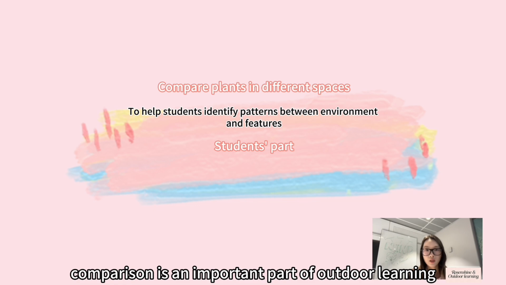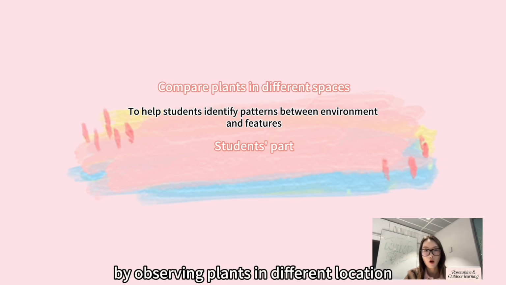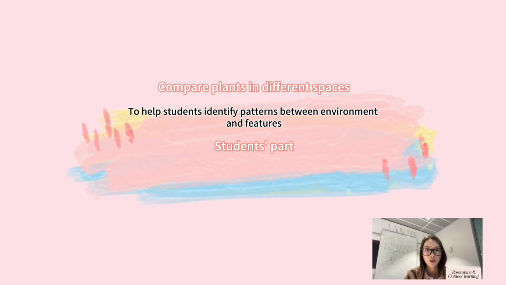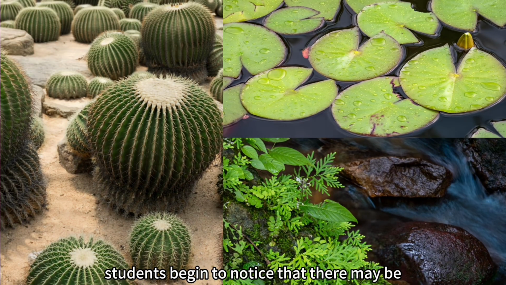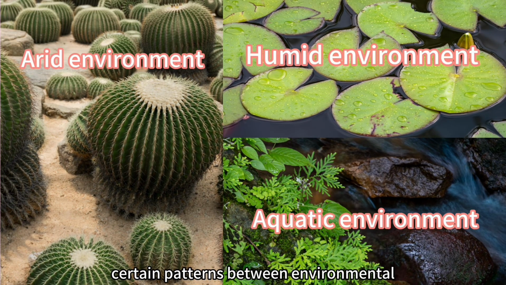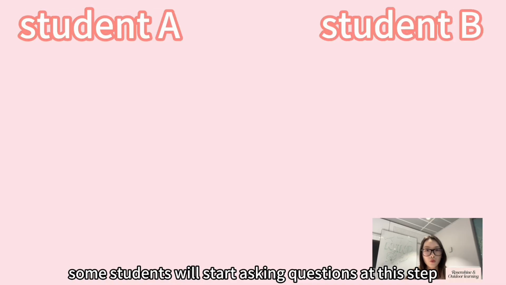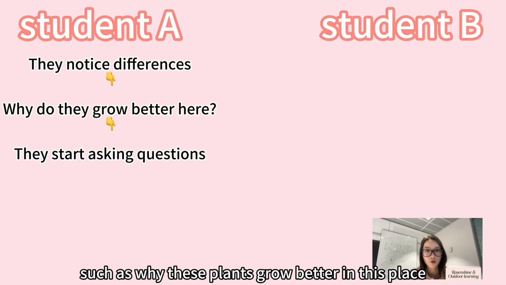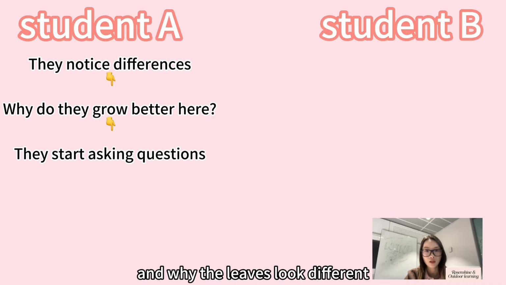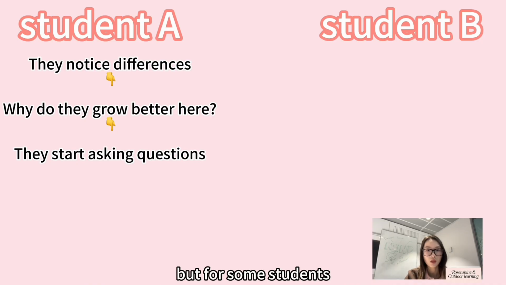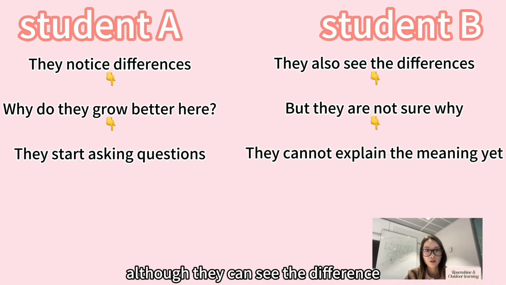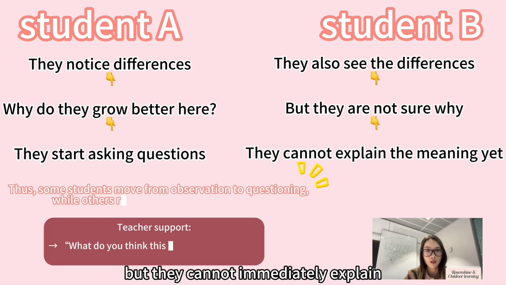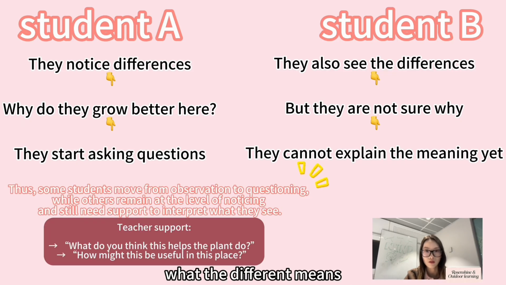Comparison is an important part of outdoor learning. By observing plants in different locations, students begin to notice that there may be certain patterns between environmental conditions and plant characteristics. Some students will start asking questions at this step, such as why these plants grow better in this place and why the leaves look different. But for some students, although they can see the difference, they cannot immediately explain what the difference means.